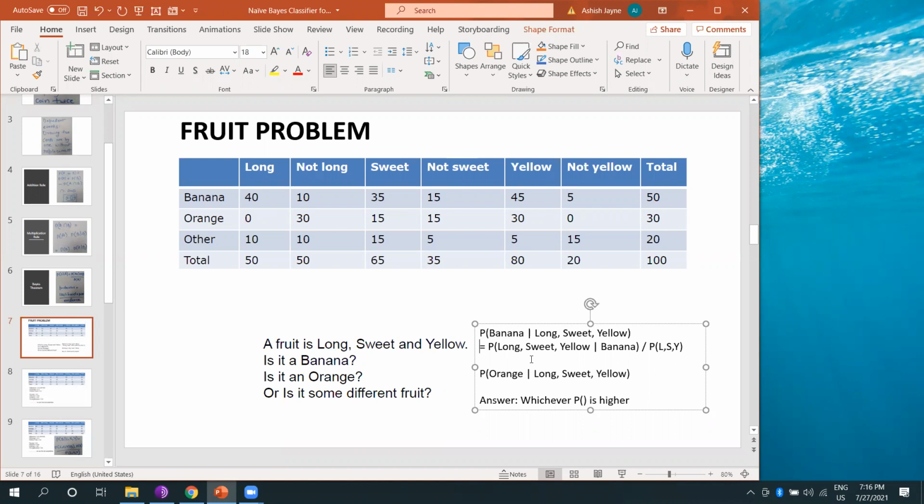Now, if we know that long, sweet, and yellow are independent events, we can again expand this equation this way.